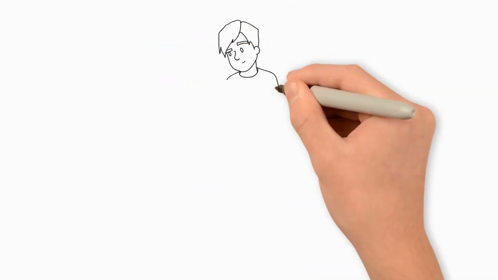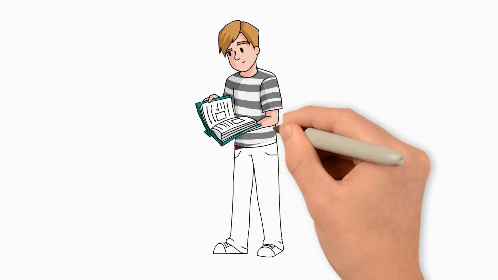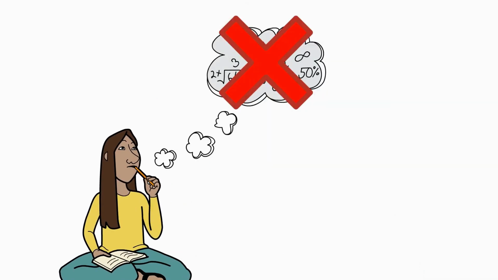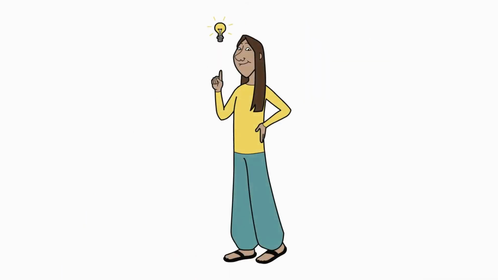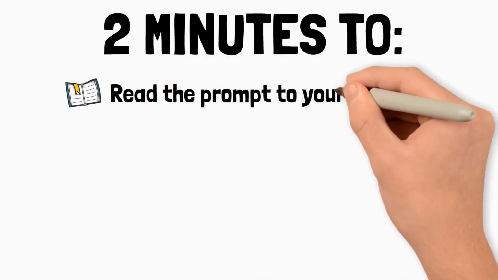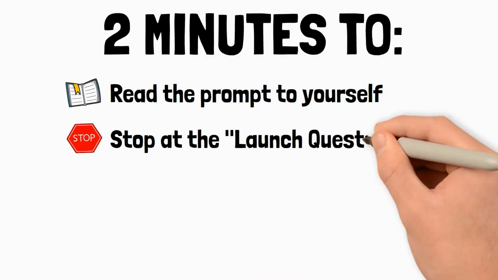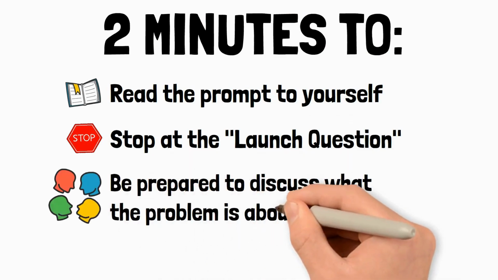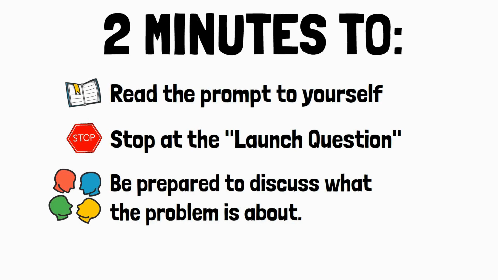Okay, juniors, it is so important that you first read the prompt carefully and then try to figure out what the problem is even about. Don't even think about numbers yet. Just make sure you understand what's going on in this problem. I'm going to give you 2 minutes to read the prompt to yourself, stopping when you get to the launch question. After the 2 minutes is up, be prepared to discuss with the neighbor what this problem is about. Okay, are you ready? And go.